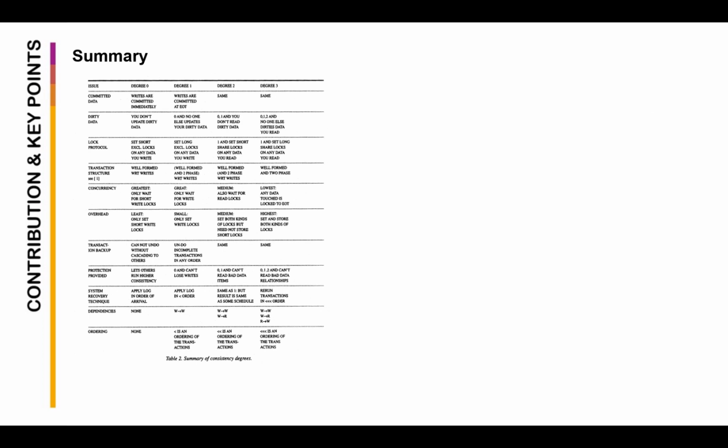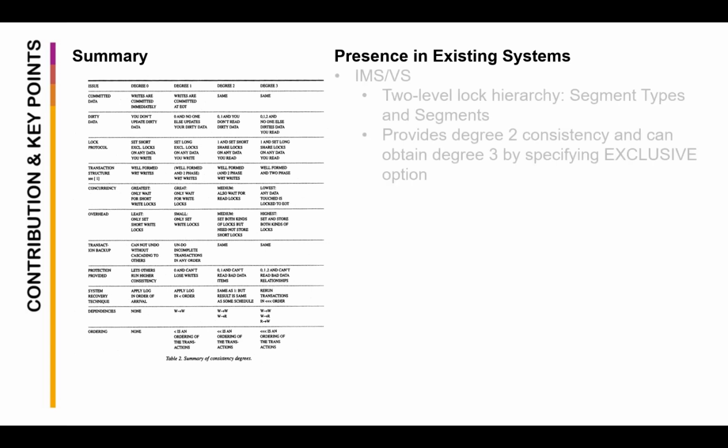To summarize, Gray presented a summary of the consistency degrees in terms of the different issues, either for committed data issues, the dirty data issues, lock protocols, and so on. And to close the paper itself, they also presented the presence of these locks and degrees of consistency in existing systems as of the writing.